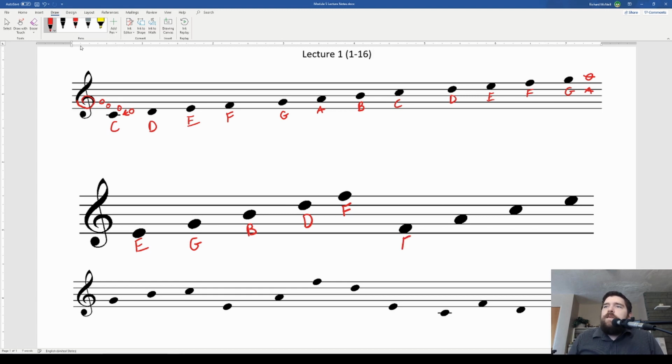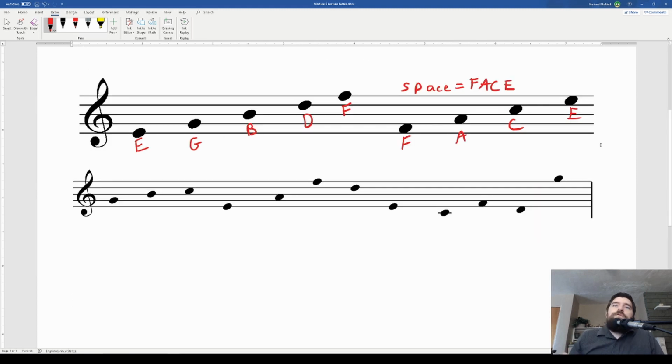And let's do the same thing with our spaces, F, A, C, E. Okay, now this isn't how we remember them. The way we remember them is by using phrases. So I like Elvis's guitar broke down Friday for the lines, and for the spaces, it spells out the word face. So space and face rhyme, space equals face. So those are the lines and the spaces on the treble clef.